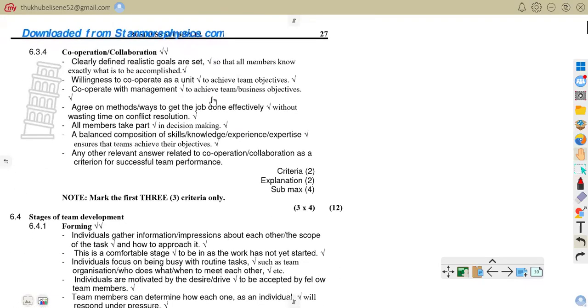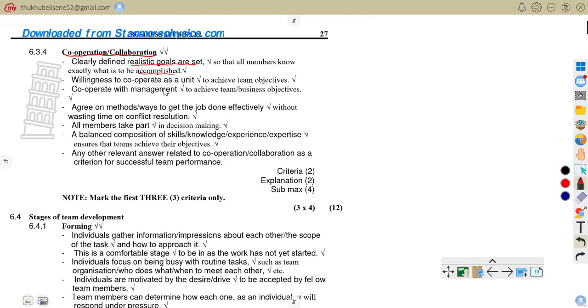Now we are talking about cooperation as one of the criteria as well. Cooperation or collaboration. With cooperation or collaboration, clearly defined realistic goals are set so that all members know exactly what is to be accomplished. So you have to set reliable goals that can be achieved. They must be stated clearly. That is that.